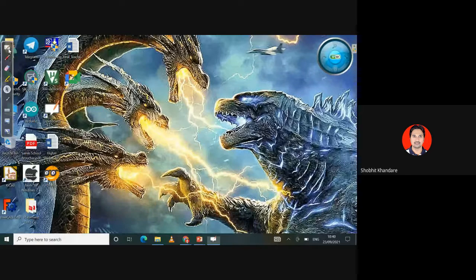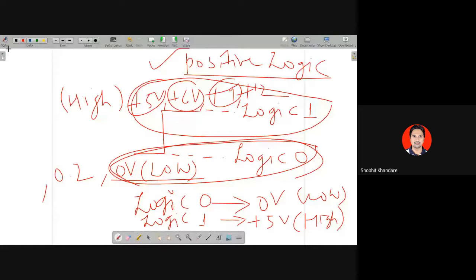Now we will be talking about logic families. Before we understand logic families, I have already explained the prerequisites. Now I want everyone to write down in your register the definition of a logic family. Please write down, all of you, the definition of logic families: the group of compatible devices.